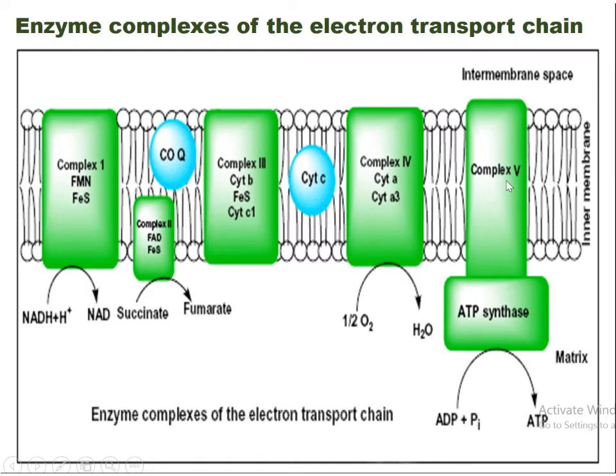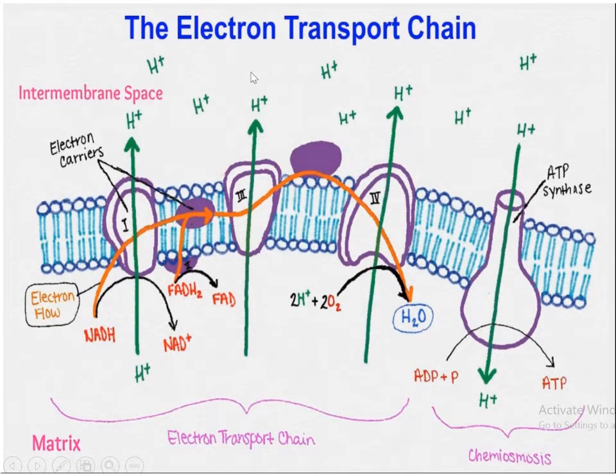Lastly, complex 5 is the ATP synthase. This ATP synthase is an enzyme that synthesizes ATP from ADP plus an inorganic phosphate. So this is the electron transport chain, showing the electron and proton flow.